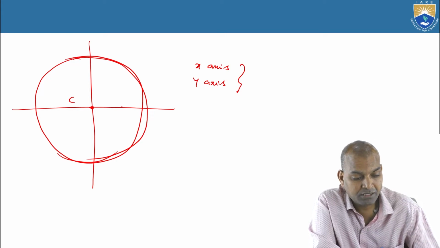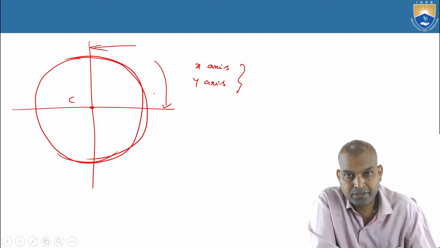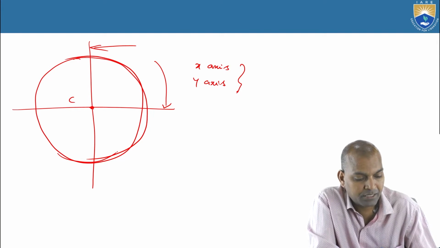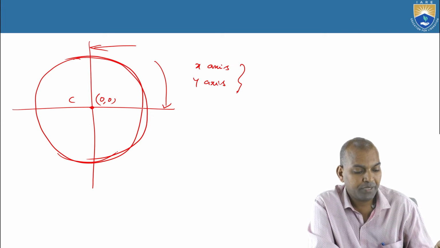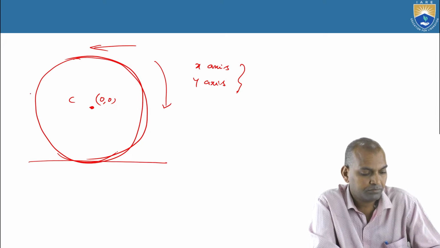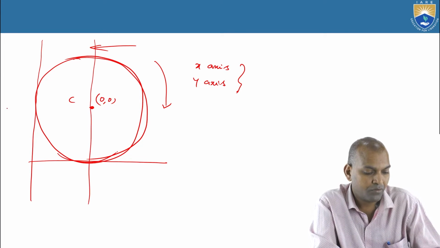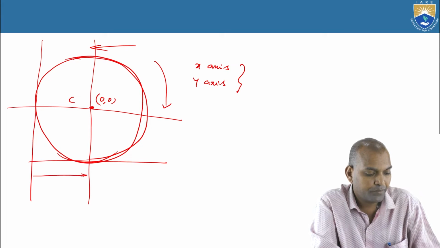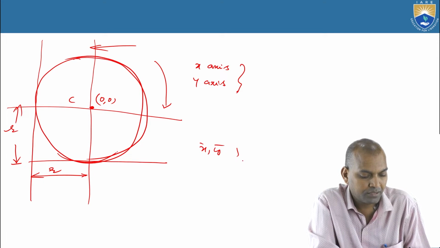If we consider these two reference axes, then what is the centroid of that reference axis? The centroid is at the center, 0, 0. If our reference axes are these, then what is the distance of this centroid? From here it is R, from here it is R. So bar x comma bar y is R comma R.